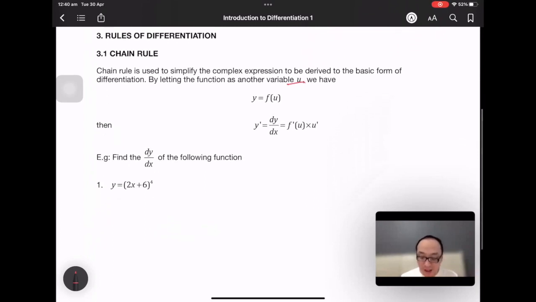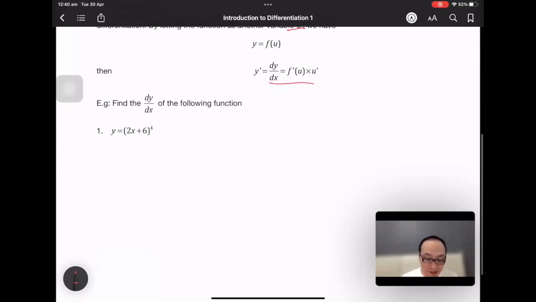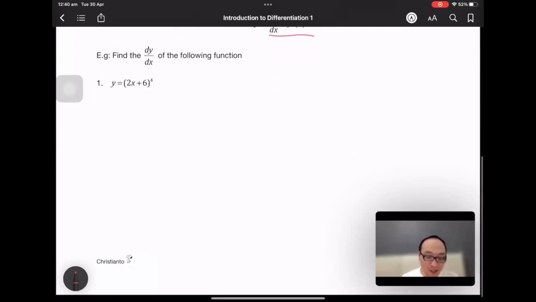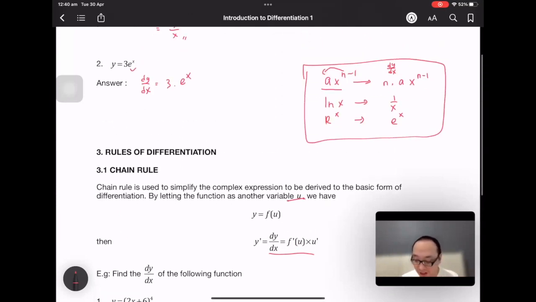And then it will follow this rule. So we will see how this rule works. So for example, y equals 2x plus 6 to the power of 4. In this case, this form is familiar to the first expression. It's ax to the power of n.